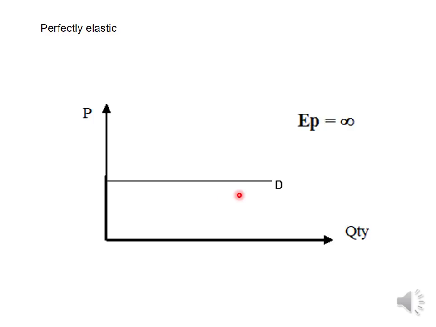We will touch on this case again, the perfectly elastic curve, when we go to the topic of perfect competition in market structure. But you must understand what this curve means. That means consumers are only willing to buy at one price. They buy whatever quantity at that one price. If you change the price level, they will not buy. That's what this curve means.